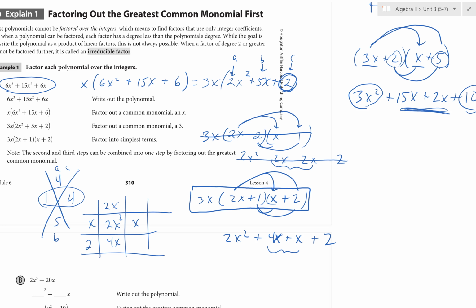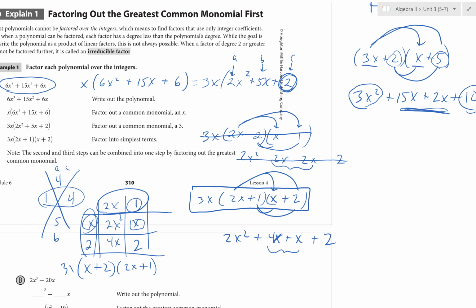And so to make that work, that would have to be a 2, so that 2x times 2 gives us 4x. And this would have to be a 1, so that x times 1 gives me x. And then our ending term is 2. And so now we look up at the top to get our answer. That is x plus 2 on the side times 2x plus 1 up on top. And that's the same factorization we got by doing the trial and error method.